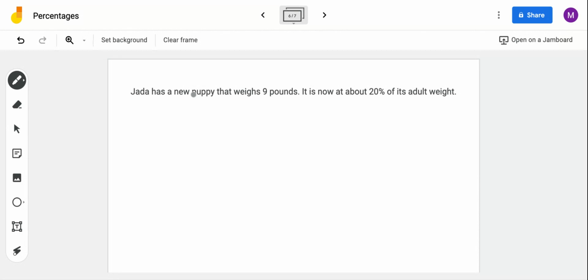All right, so here is a problem that we've seen before. Jada has a new puppy that weighs 9 pounds. It is now at about 20% of its adult weight. So I'm going to go ahead and make a little rectangle for the puppy right now. It is 20%. And it is 9 pounds. So 20% of its adult weight, so its adult weight is 100%.